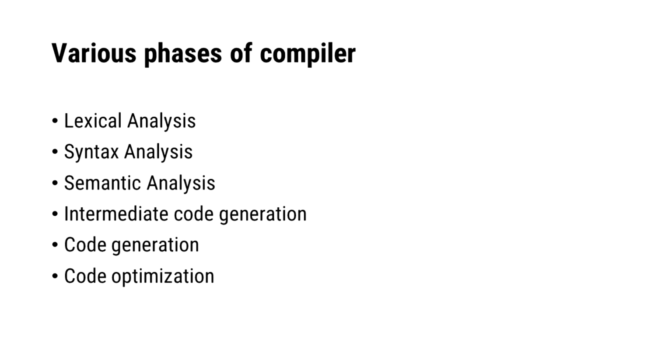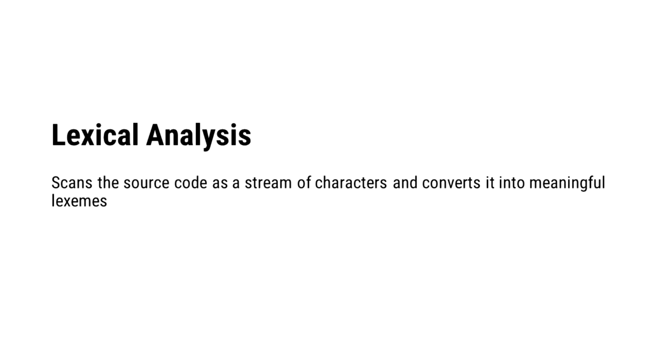So basically, there are 6 phases of compiler. First one is lexical analysis, syntax analysis, semantic analysis, intermediate code generation, and finally the code optimization. Let's go through them one by one. So the first stage is lexical analysis. This is the first phase, the scanner, which also works as a text scanner. In this phase, it scans the source code as a stream of characters and converts them into meaningful lexemes.